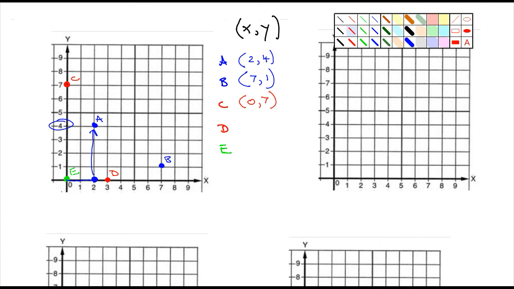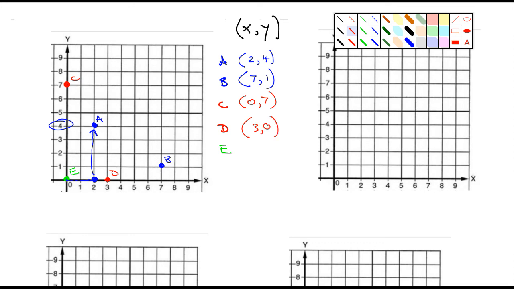How about D? How far along the X do you travel? Well, it looks like you get to 3. Then how far up do you go? Well, you don't. You don't go up at all. You don't go along the Y value. So D is 3, and then you don't go up at all, it's 0.